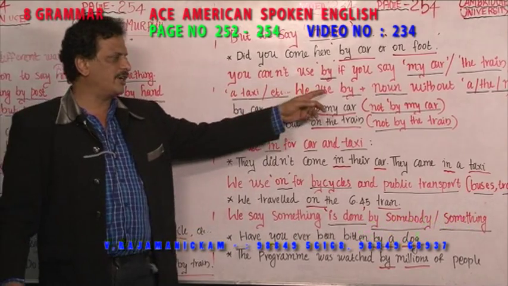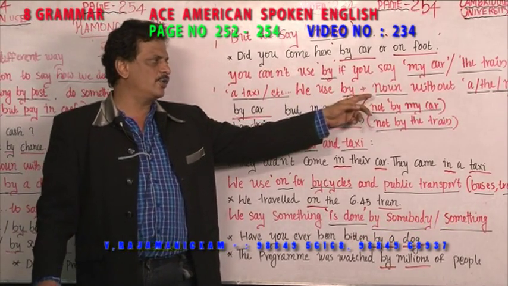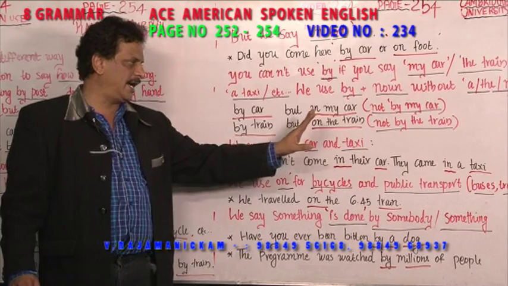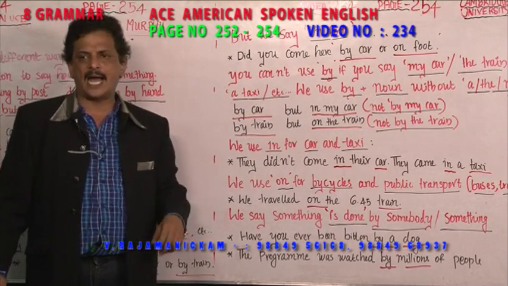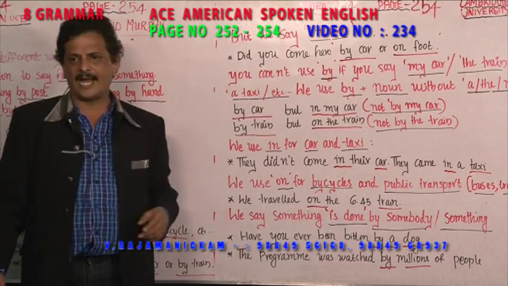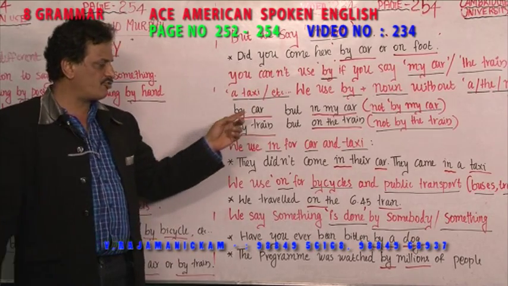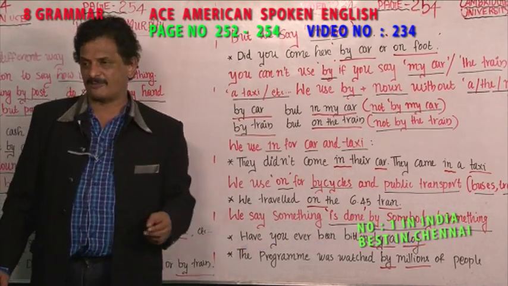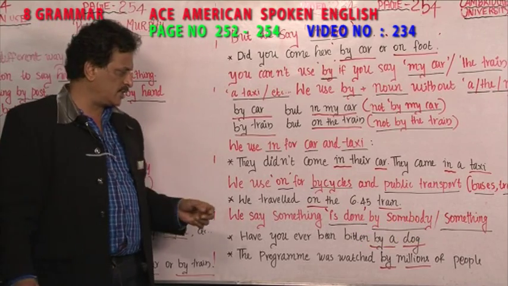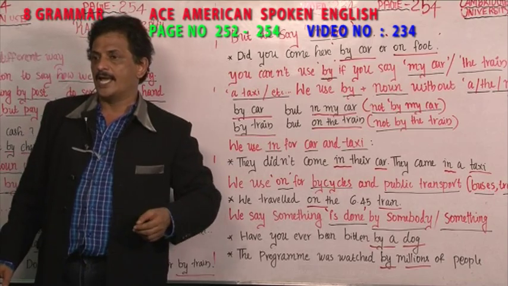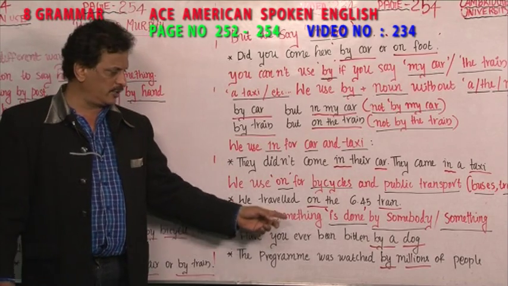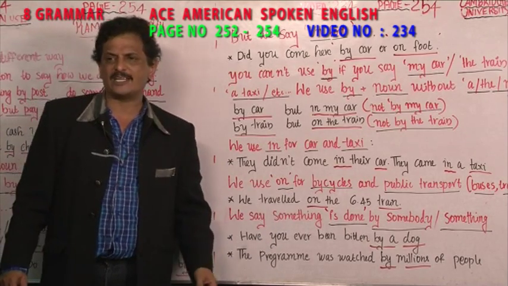Then after by, a noun without a, the, and my; nothing should come. By car, you don't say by my car. You say in my car, fine. By train, you don't say by the train. You're not supposed to use articles over there. Then you are coming here. For car and taxi, you're using in. And for public transports, you're using on.